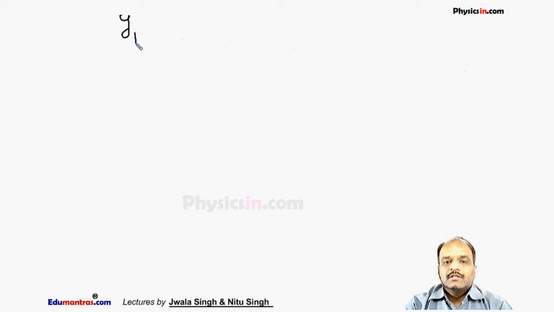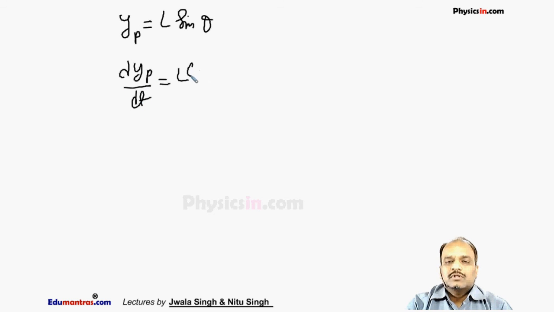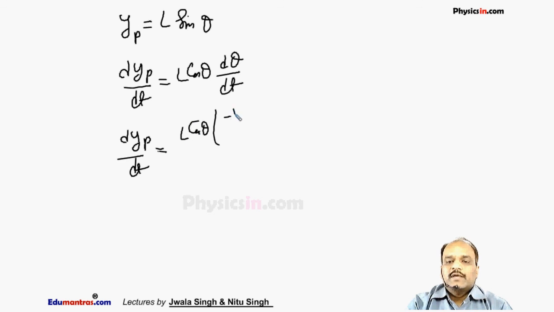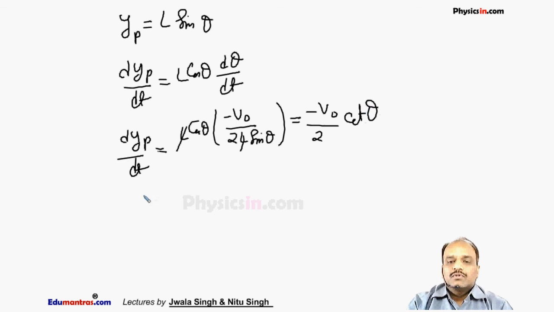Now as we know, Yp is equal to L sin theta. If I differentiate this, I get dYp by dt equal to L cos theta into d theta by dt. If I substitute the value of d theta by dt here, then dYp by dt is equal to L cos theta into minus V naught by 2L sin theta. So L will cancel out, and we get minus V naught by 2 into cot theta. So the velocity of point P along the y axis is minus V naught by 2 into cot theta. Since Yp is going downward, dYp by dt is negative.